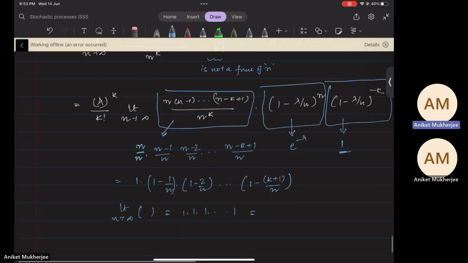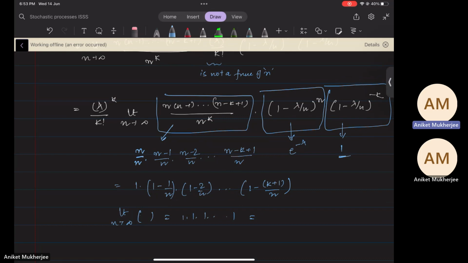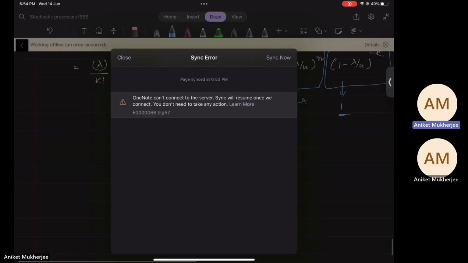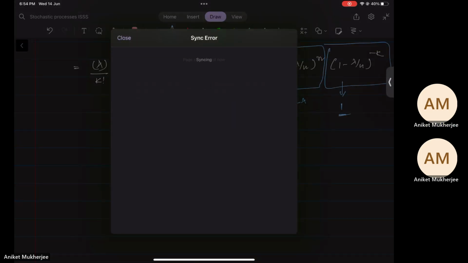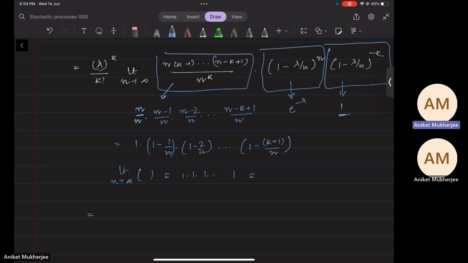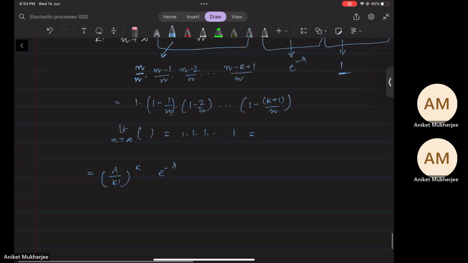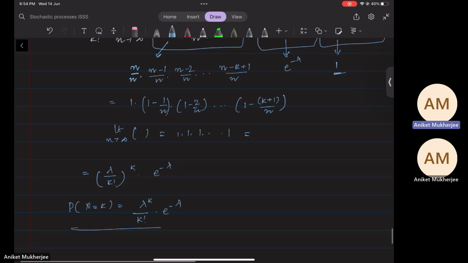So you have a product of three sequences which have a limit individually. So the product of the sequences also will have a limit. So this basically goes to lambda power k by k factorial into e power minus lambda. So basically the probability of X equal to k is lambda power k by k factorial into e power minus lambda, and so we get the Poisson distribution.